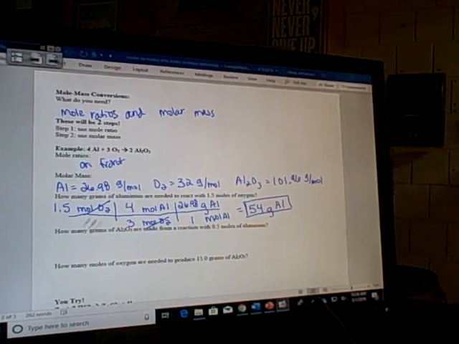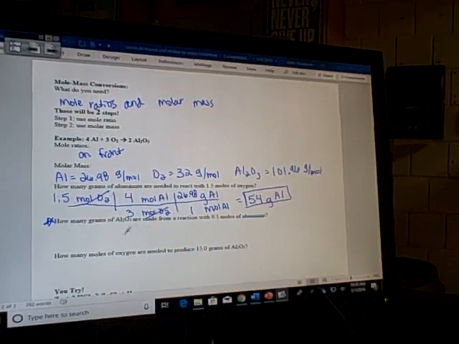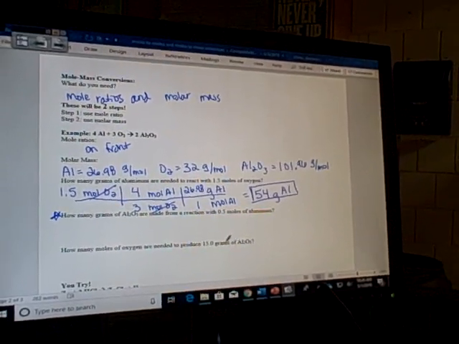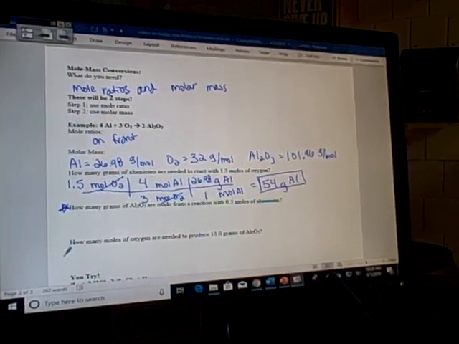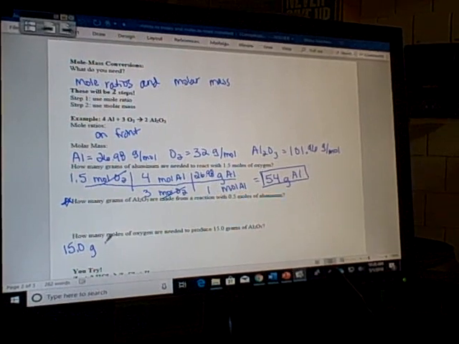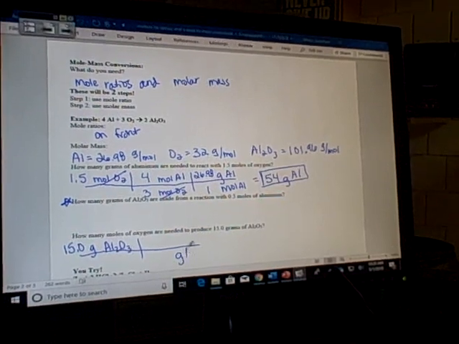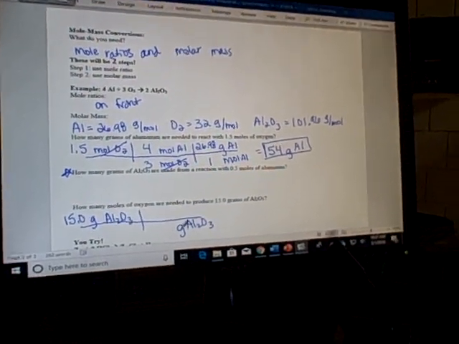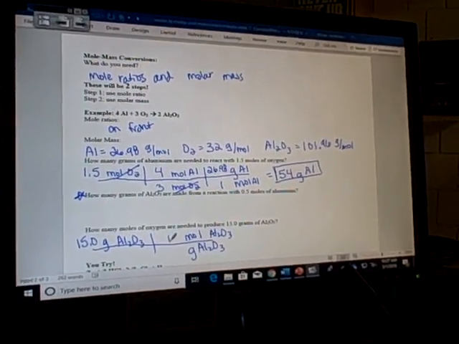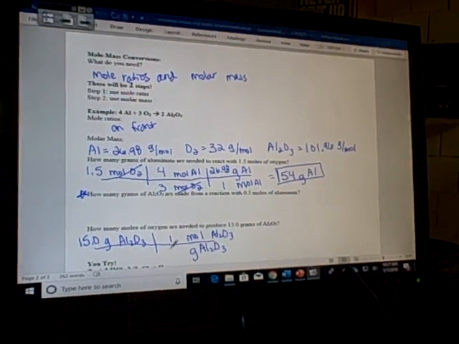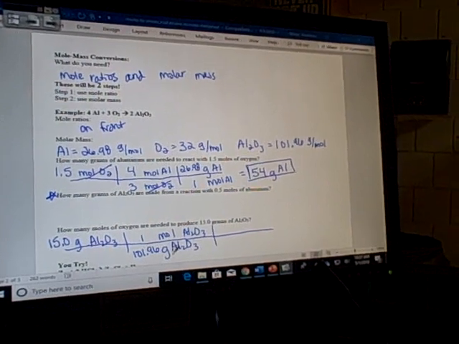So this one is similar to that. I want you guys to try this one on your own. Again, you can look at the picture to check that. But I do want to do this one together because this is the reverse. We're starting with grams and we're going to moles. So again, always start with our given. So 15 grams Al2O3. Okay, I'm going to put grams Al2O3 on the bottom. Grams we can change to moles Al2O3. Remember, our molar mass is always for 1 mole, and my molar mass up here was 101.96. Okay, got rid of grams.